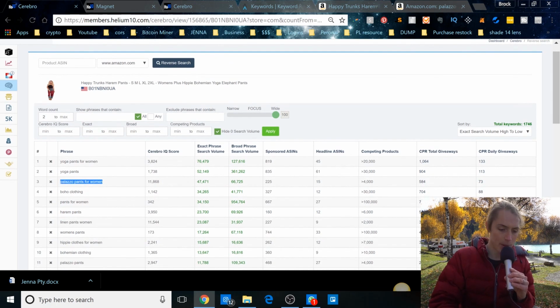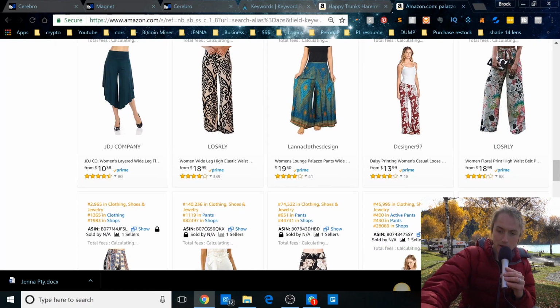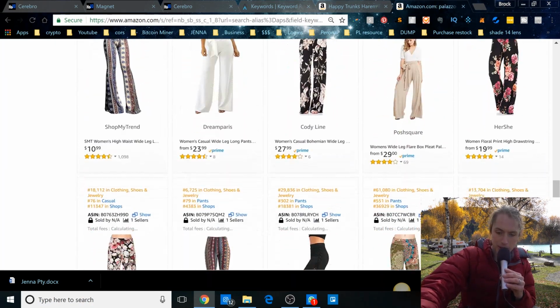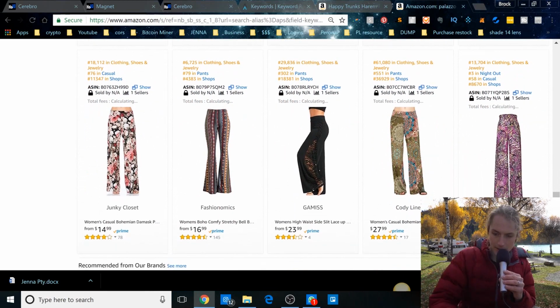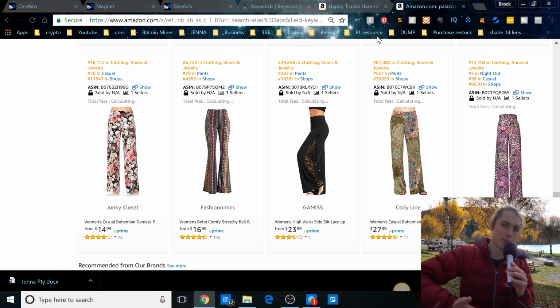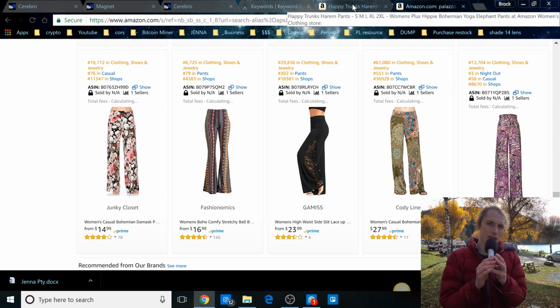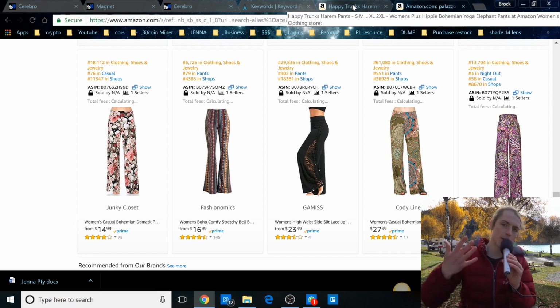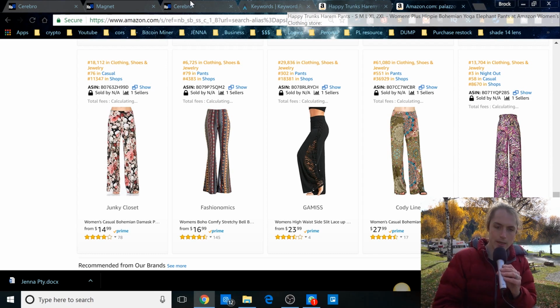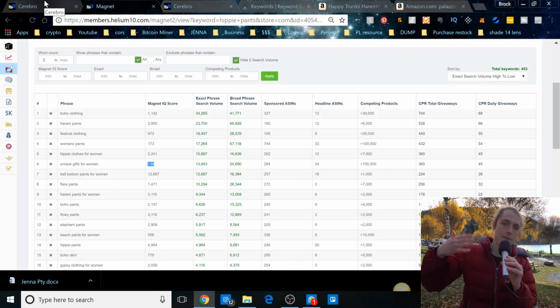So palazzo pants for women has quite a high search volume, and when we look this up on Amazon, there are definitely hippie pants showing up here, and other ones that are hippie relative, but we would have never found this out with the Viral Launch keyword tool. So this is going to give you a complete view of the market, and for your hippie pants or whatever you build, you're going to need to see which of these keywords you think you could rank for. This is just a really great way to see absolutely everything.